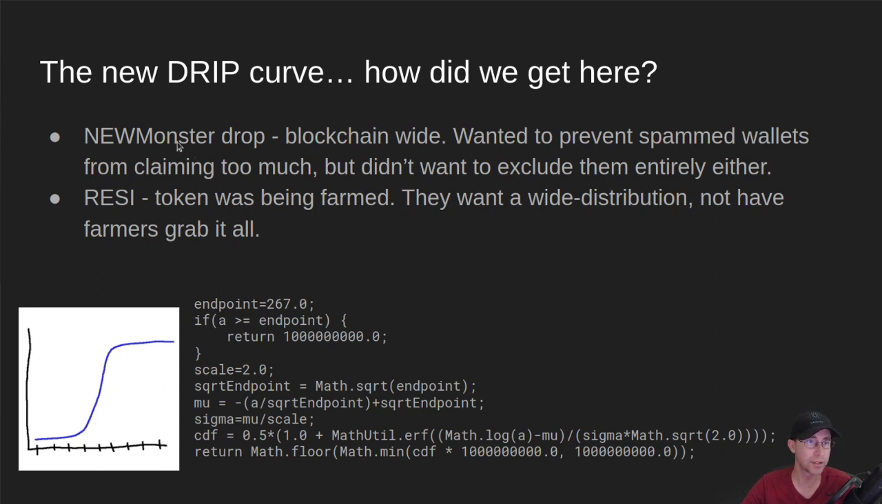We did a new monster drop with the Project Noom team a while back, and this was a special drop. It was only for one epoch. It was blockchain wide. It was a flat rate drop, but we wanted to prevent people spamming wallets in order to collect it many, many times. So we used the S-curve so that the wallets couldn't claim too much, but we didn't want to exclude them entirely. They got something less than the full amount of the new monster drop, but they weren't excluded.